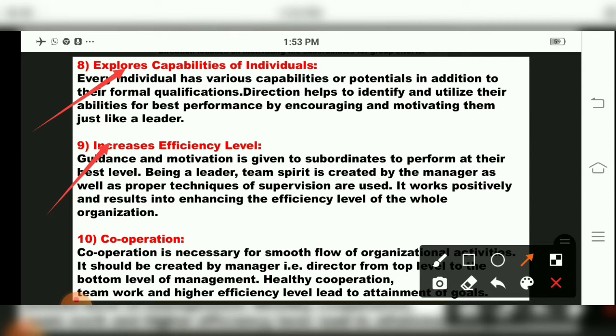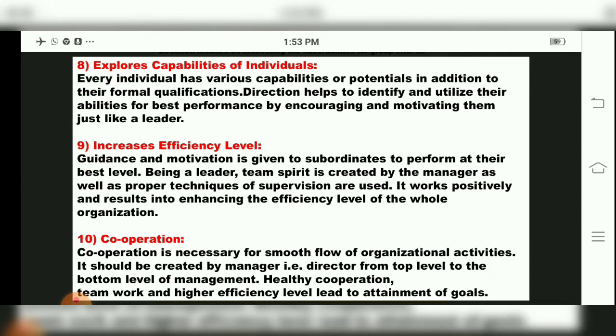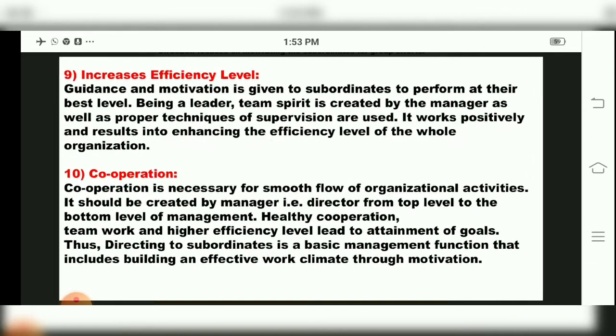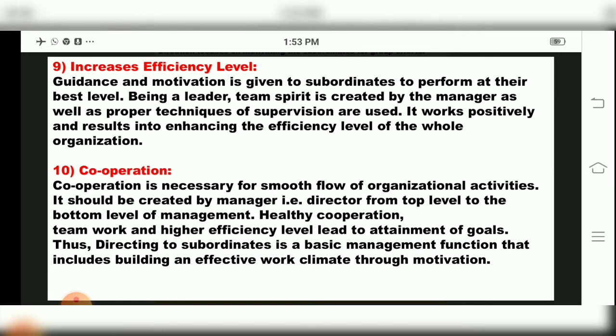So they have told it works positively and results in enhancing the efficiency level of the whole organization. So we are studying about what? Exploring capabilities of individuals increases efficiency level, means efficiency level can be increased by the manager or director by directing and motivating the employees properly. Now the last point in the importance of directing is cooperation. That is most important, cooperation is very necessary for what? Smooth flow of organizational activities. So it should be created by the manager, that is the director, from top level to the bottom level of management. Healthy cooperation, teamwork and higher efficiency level will lead to achieving goals, children.